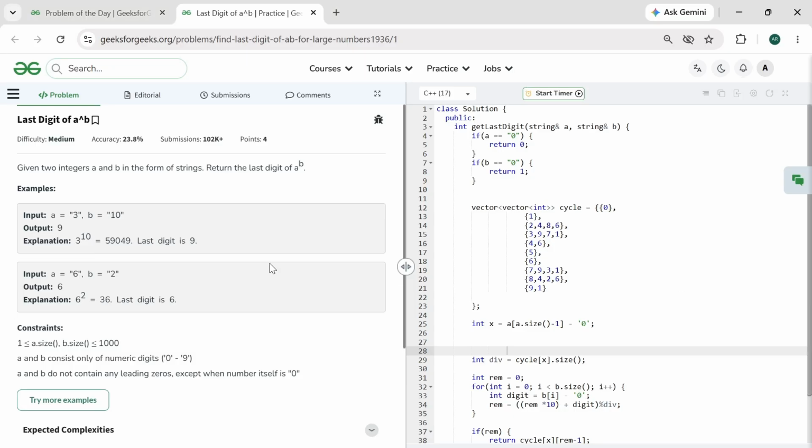So hello everyone. Today in this video we're going to solve the problem of the day of GFG, that is the last digit of a raised to b. So let's read the problem statement.